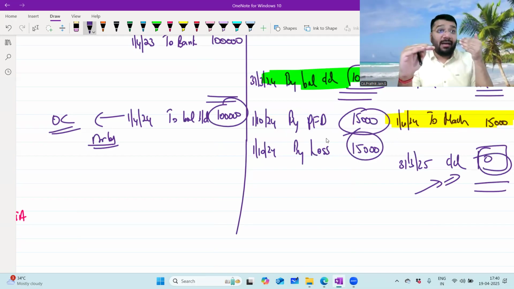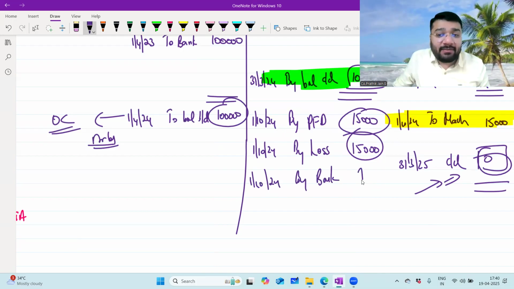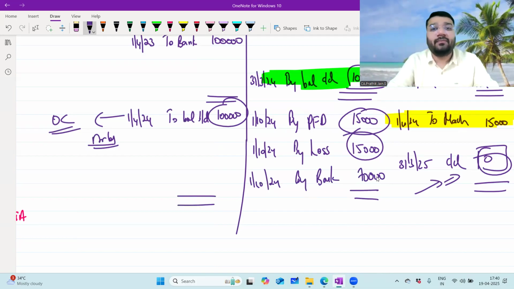Debit what comes in? Money coming in, bank. Credit what goes out. So buy back how much? 70,000 rupees. By bank 70,000 rupees. Now the value of the asset technically becomes 0. Any problem?